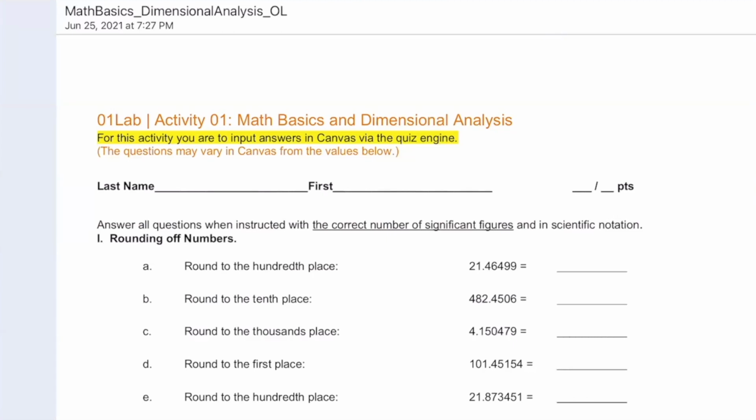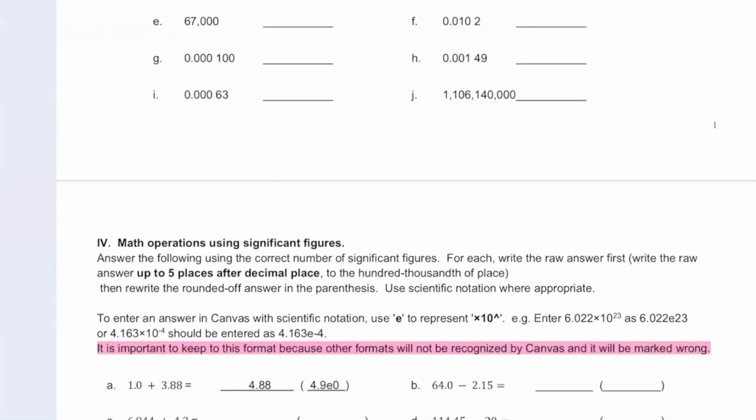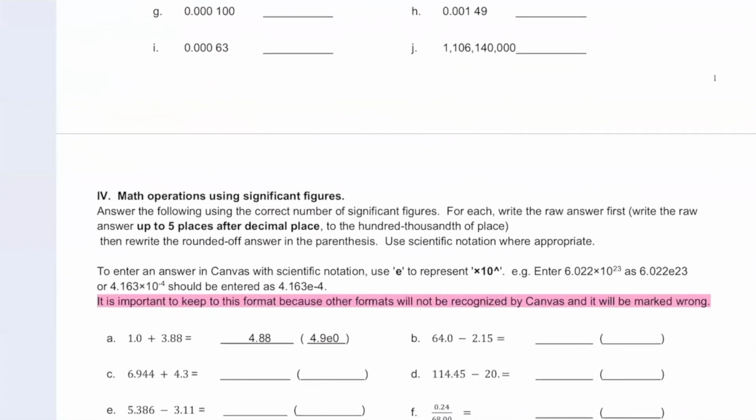Yeah, the activity. So math operations using significant figures. Yeah, that was the question that I think Kate was asking. So Kate, you're here. I think this was the question you have. You can see that these are pretty simple math problems that you can do in your calculator, but there are rules in terms of significant figures that you should know.